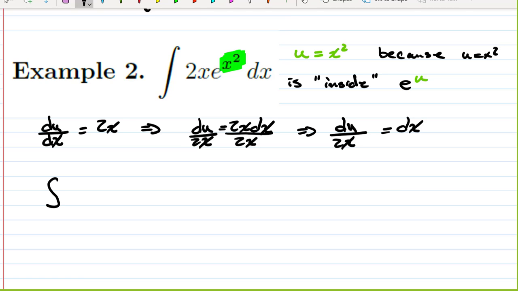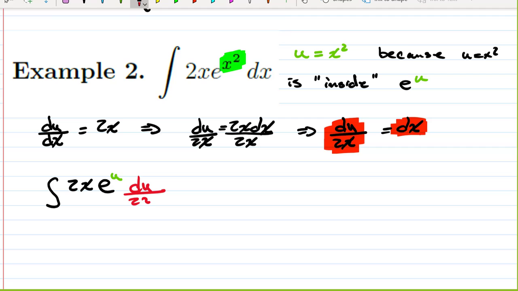So when we do so, we have 2x e, and we substitute in our u, times dx, and our dx is going to be the same as du over 2x. And we notice then that the 2x and the 2x reduce out, leaving us with the integral of e to the u du.